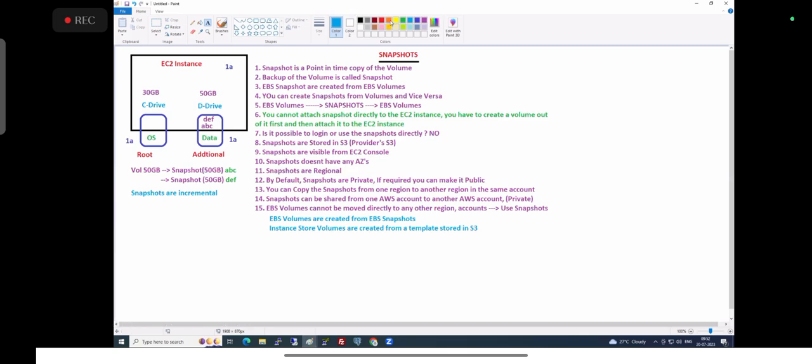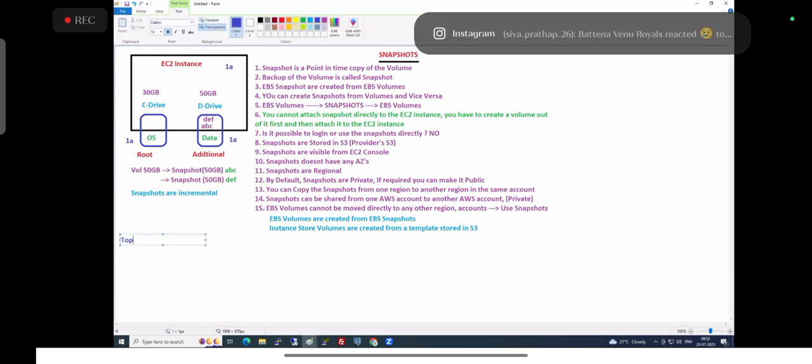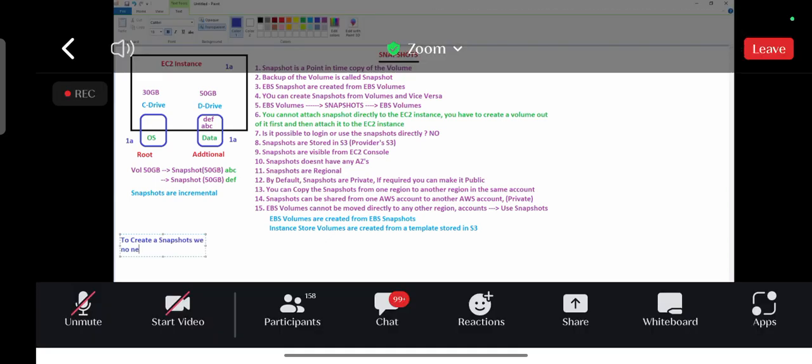To create a snapshot, do we need to stop the EC2 instance? Not required. To create a snapshot, we do not need to stop the EC2 instance.